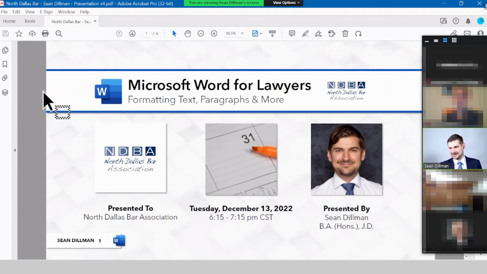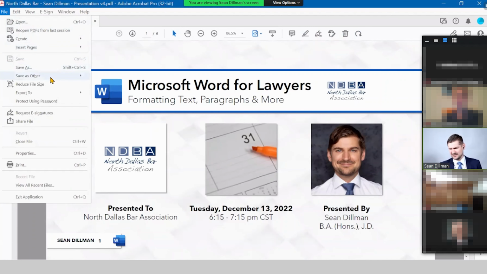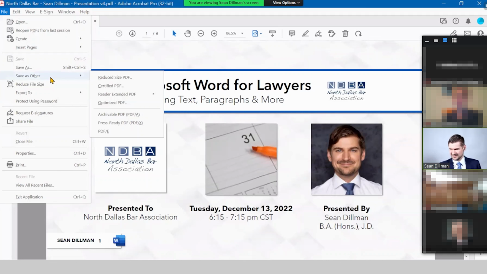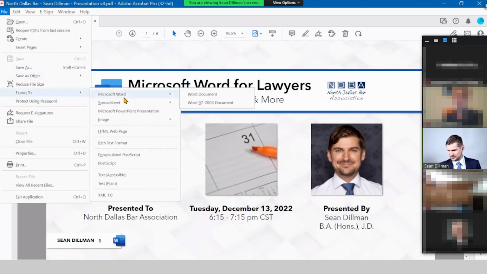Adobe, in contrast, File, Save as Other, it's in export to Microsoft Word, and then they say that they support Word document or 97-2003 era. It doesn't usually work that well, but what can you do, right? There's only so many options. So if you try these two options and if they don't do it for you, I don't really see that there's much more that you can do.